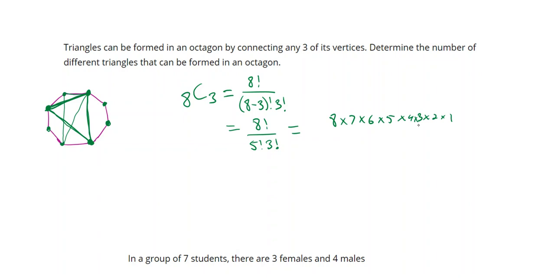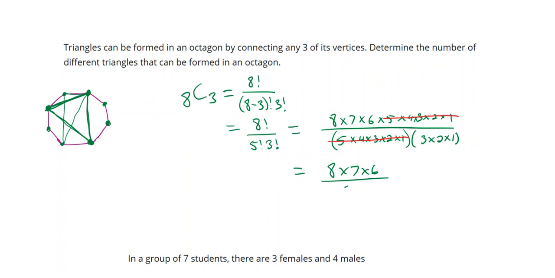2 and 1. And on the bottom, I've got 5 times 4 times 2 times 1. Okay, so that's that part. And then 3 times 2 times 1. All right, so I'm going to cancel all of the 5 down with all of that. And then here, I'll write it again to clean this up. So then we've got 8 times 7 times 6 over 3 times 2.